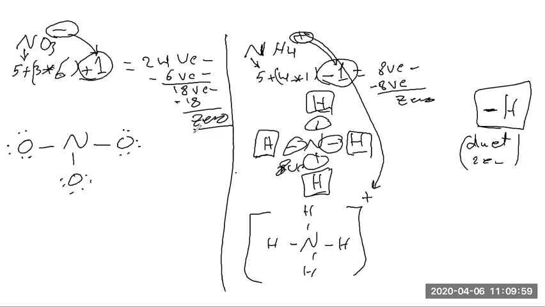Now I need to check each of them: does it achieve the octet rule or not? Each oxygen, yes, has 8 valence electrons, so they achieve the octet rule. Nitrogen, no. Nitrogen doesn't achieve the octet rule. It just has 6 electrons because it's 3 bonds. What you have to do in this situation, don't leave it like this because we need each of them to have 8 electrons around it. So you will take a lone pair from a neighboring atom and make a double bond.